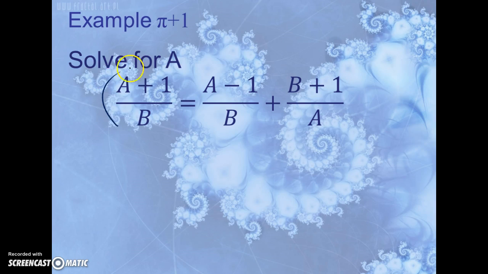On this problem, I would suggest multiplying through by AB. Once you do that, it's going to clean up all your fractions, and life's going to get easier. In the interest of time, I'm going to skip this one.